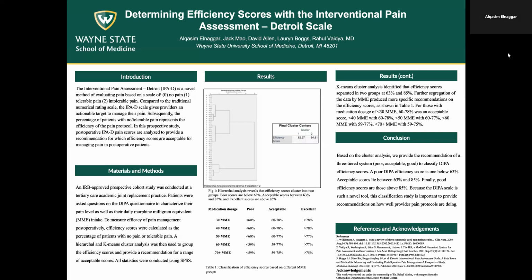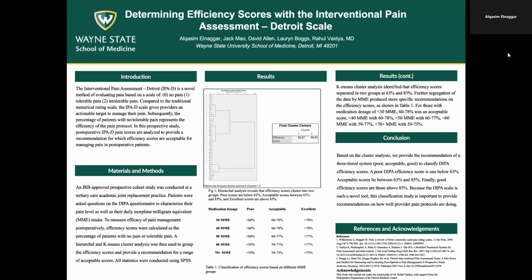This is particularly important in postoperative care, where effective pain control is directly tied to recovery speed, satisfaction scores, and even complication rates. By using the scale, our goal is to determine what constitutes an acceptable efficiency score, the percentage of patients reporting no or tolerable pain, and use that to optimize clinical protocols.